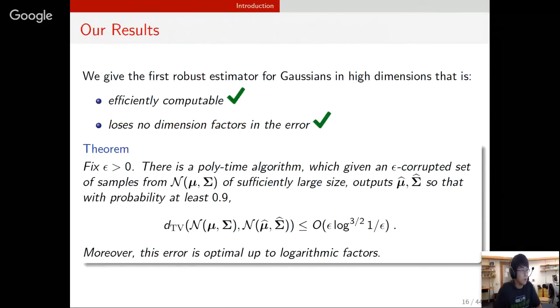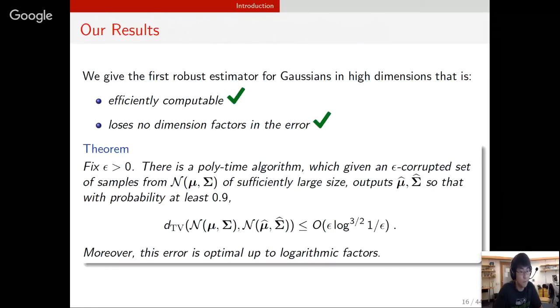Theorem: there's a polytime algorithm which, given an epsilon corrupted set of samples from a Gaussian. I was talking only about unknown mean, but in fact we can handle both unknown mean and unknown covariance. So from a completely arbitrary Gaussian with mean mu and covariance matrix sigma, given an epsilon corrupted set of samples of sufficiently large size, we can output mu hat and sigma hat such that with high probability, the TV distance between the truth and what we recover is O of epsilon log to the 3/2 of 1 over epsilon.